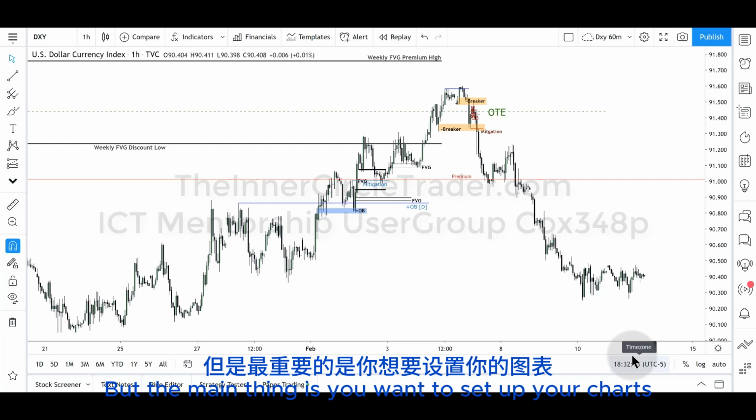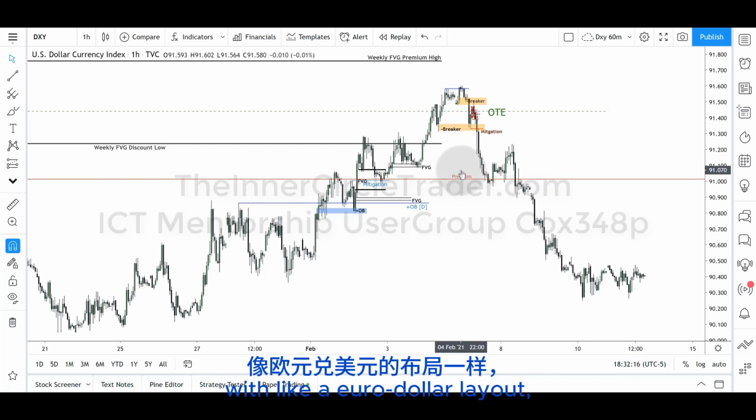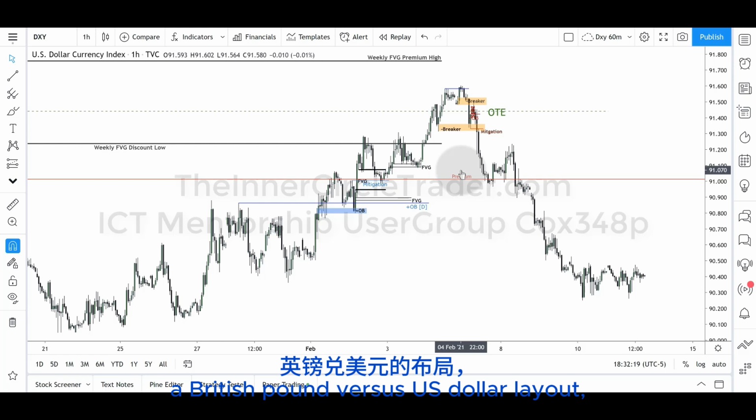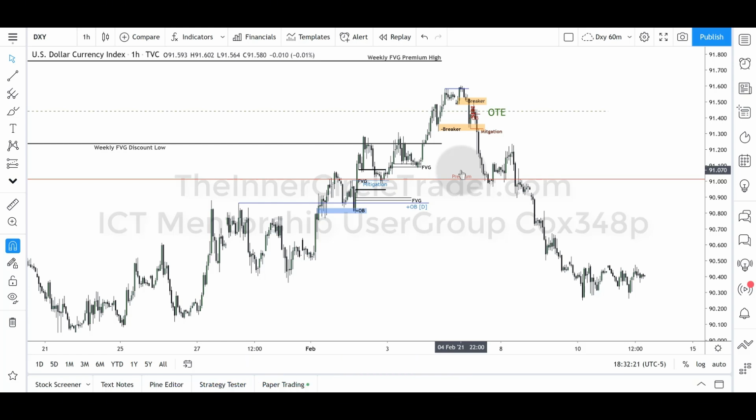But the main thing is you want to set up your charts with like a euro dollar layout, a British pound versus US dollar layout, and a dollar index layout. And then you can manage your charts accordingly.